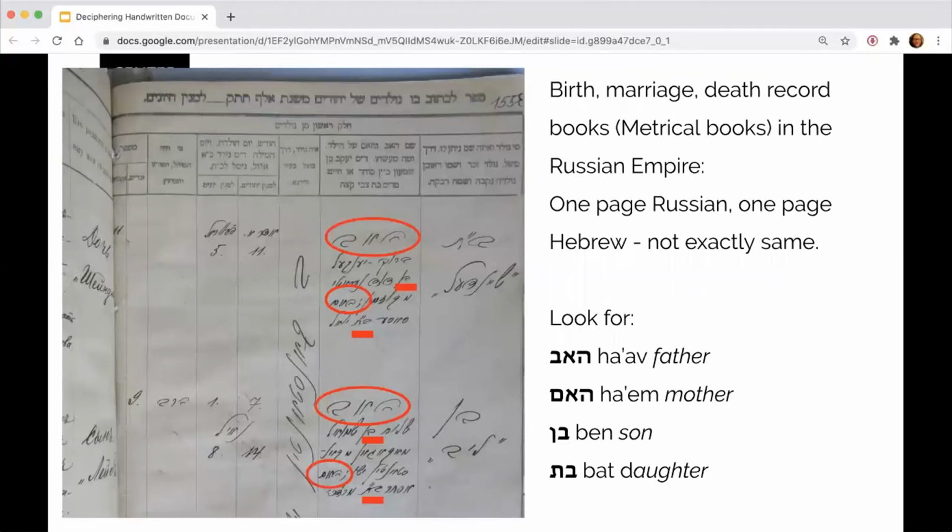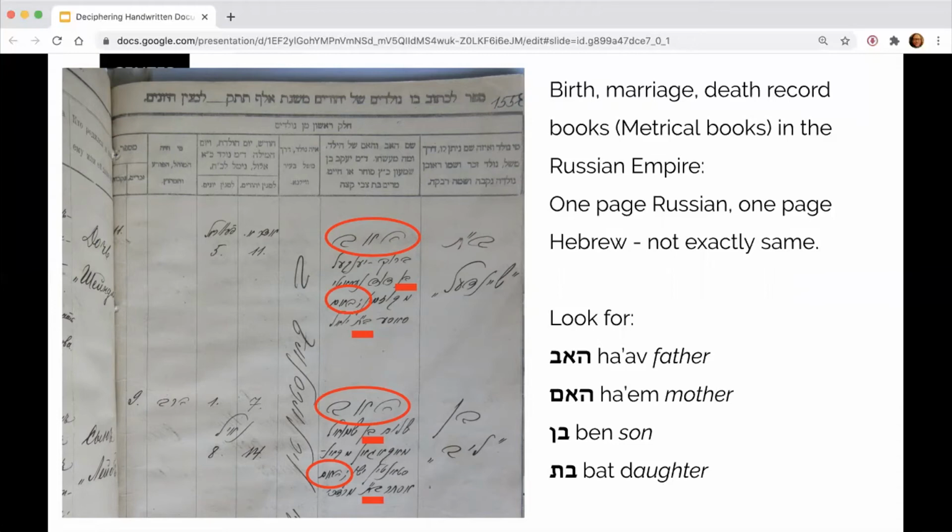Here is an example in Hebrew of a Russian Empire birth record. You can see in the far left of the image that the layout for these record books was usually to have one page that was written by one clerk in Russian, and then the facing page written by someone else. In many cases, the local rabbi, written in Hebrew.